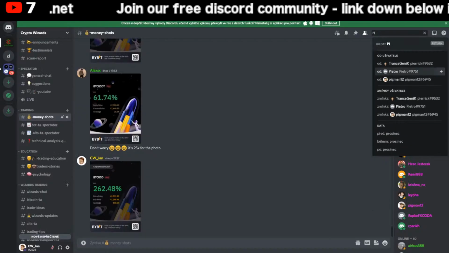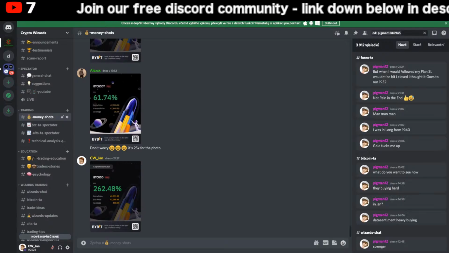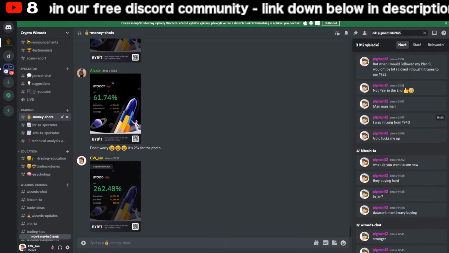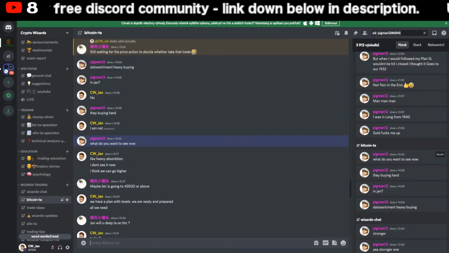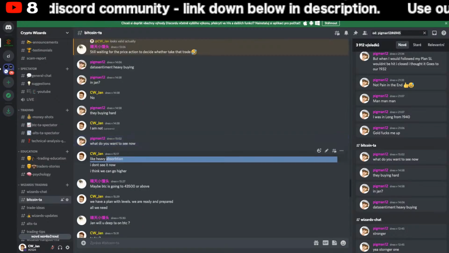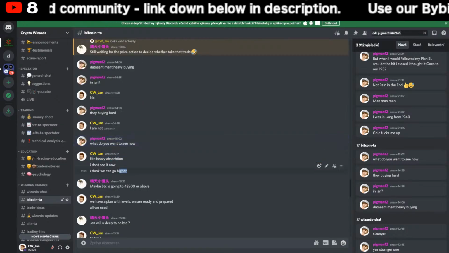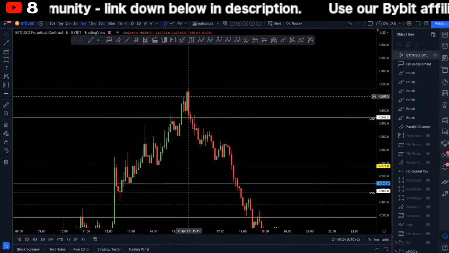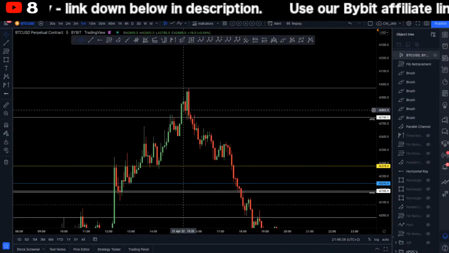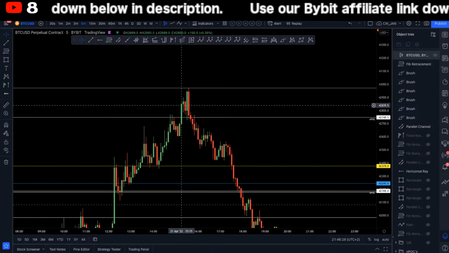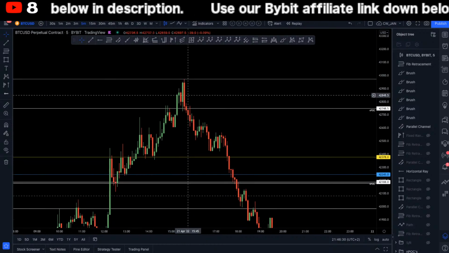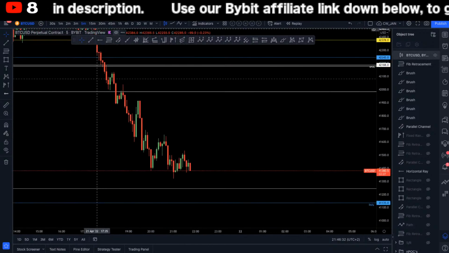Let me find the message. What do we want to see now? Heavy absorption. This was 15-17. Right there on this candle, I said it's likely we will go higher. In the end we did, a little bit.